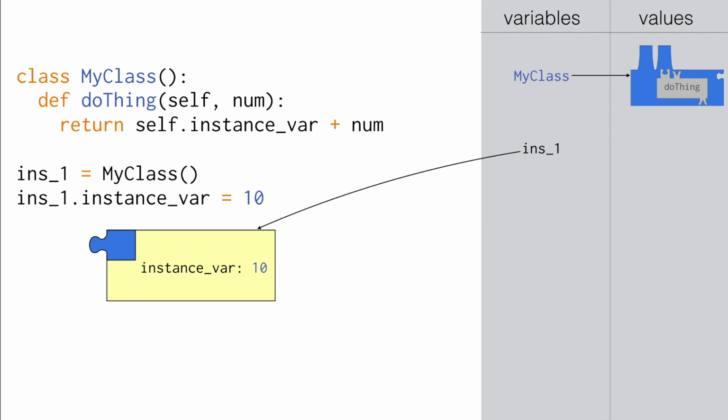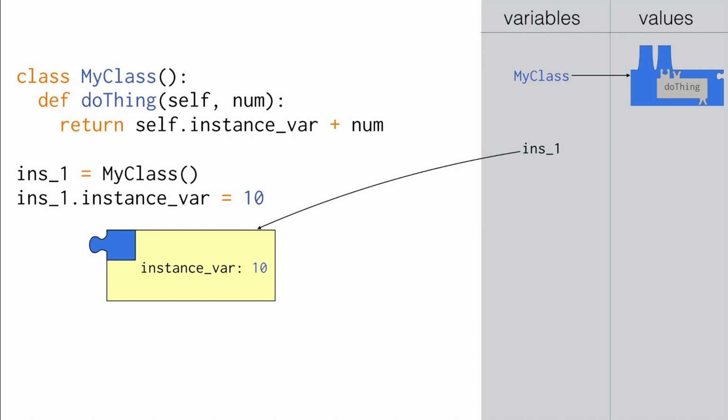Instances can have what are called instance variables. We set instance variables by typing the name of the instance, and then dot, then the name of the instance variable, and we say equals, in this case I'll assign it to 10. So what this is saying is that this instance, inst1, has an instance variable named instanceVar, and its value is 10. So I'm going to put that inside of this instance object.